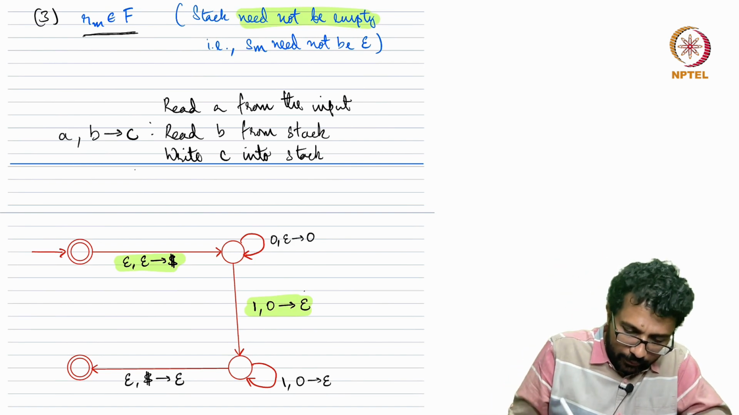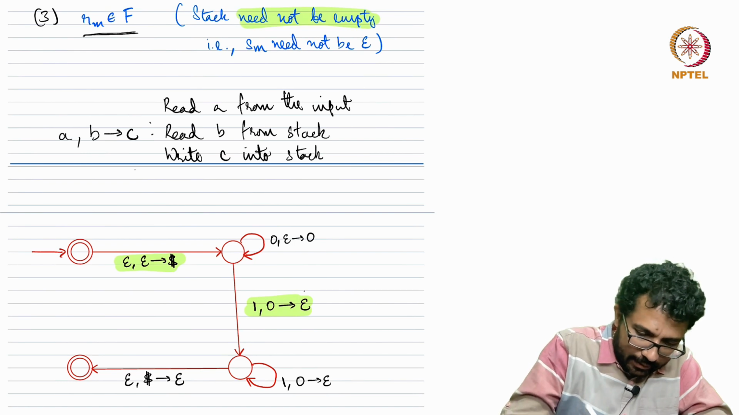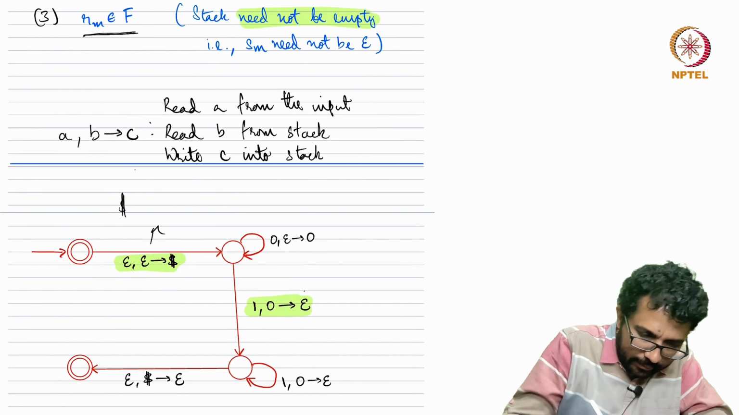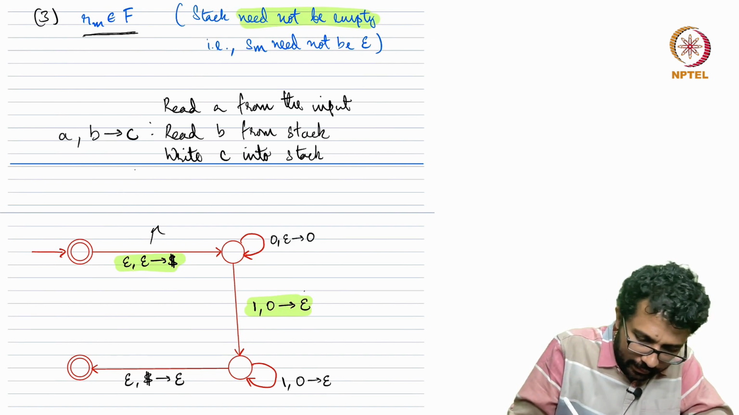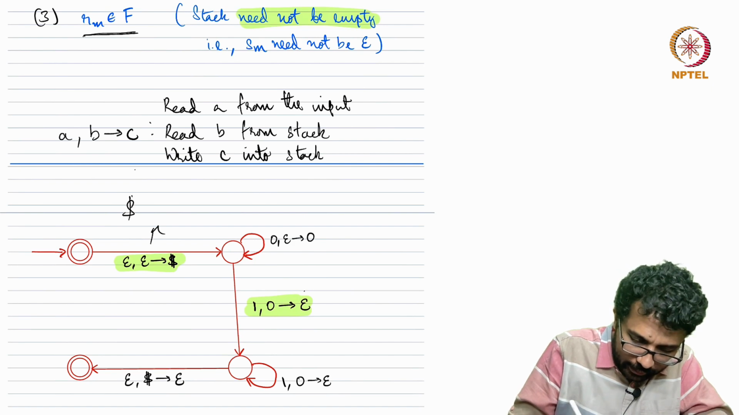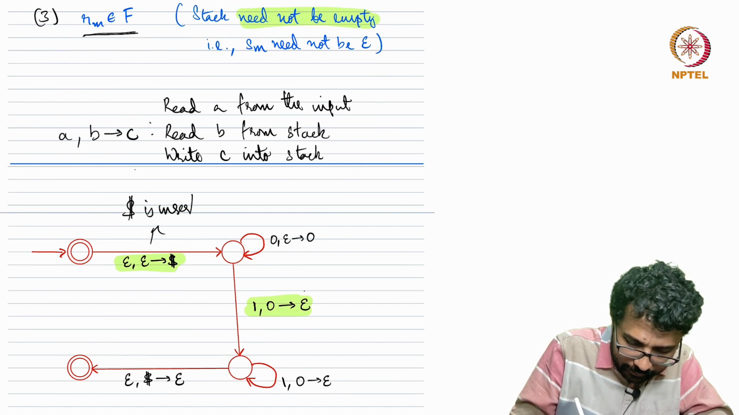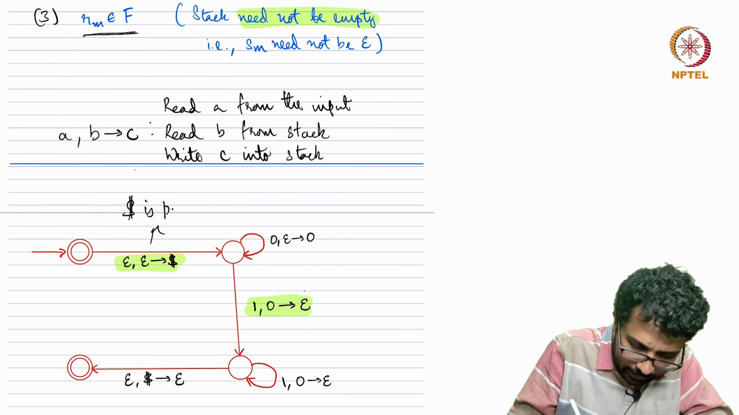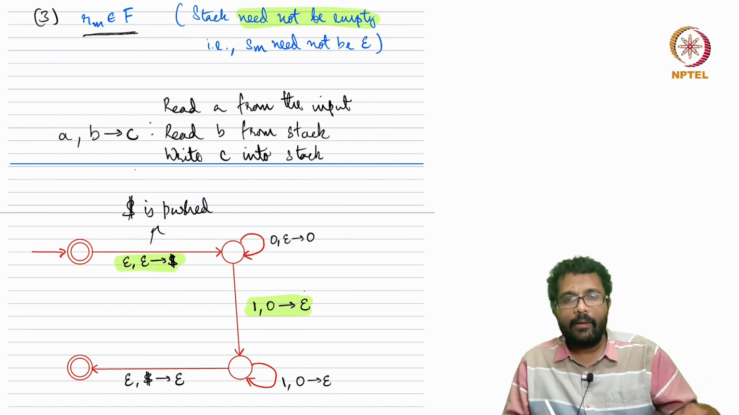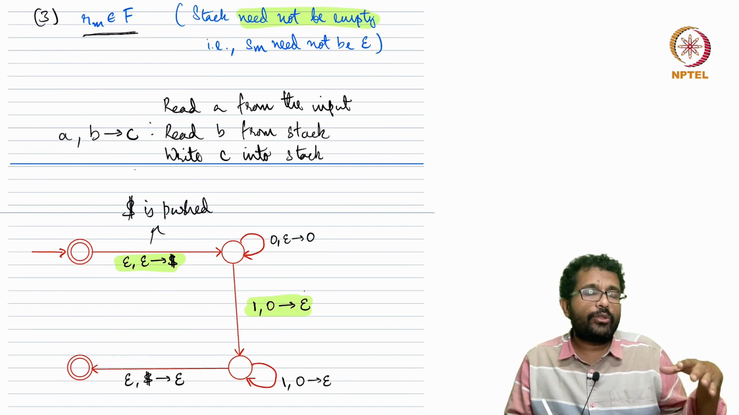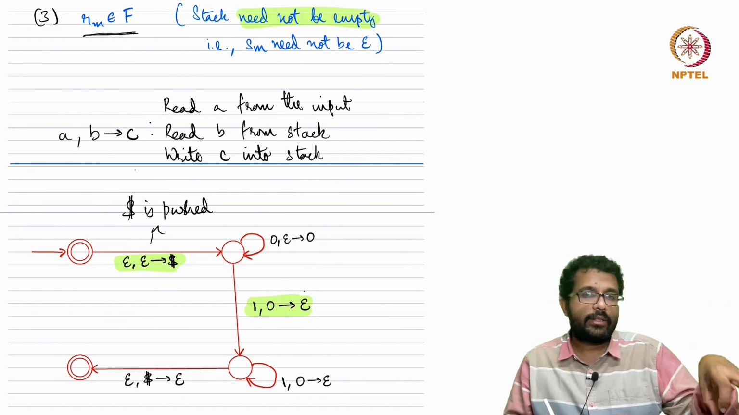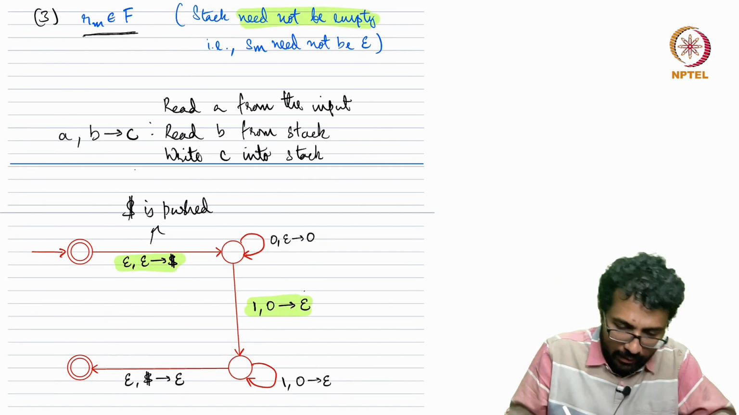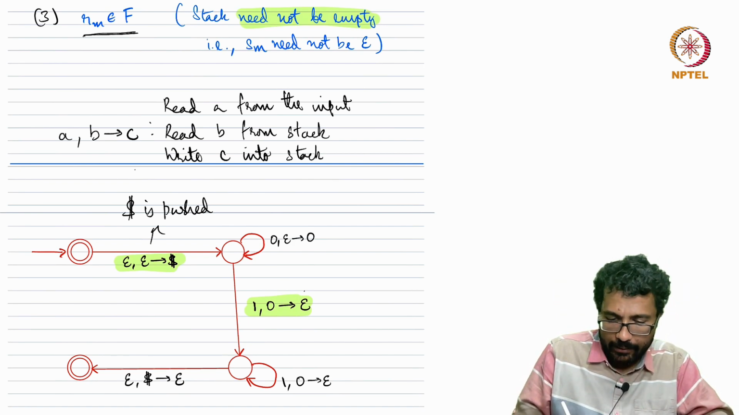So what are we doing here? The first transition here, basically dollar is pushed. Nothing is read from the input nor the stack. So you first push dollar into the stack. Maybe I'll just use the word pushed instead of inserted. If you are not familiar, usually we use the word push for inserting something to the stack and pop for removing something from the stack. So initially dollar is pushed into the stack.